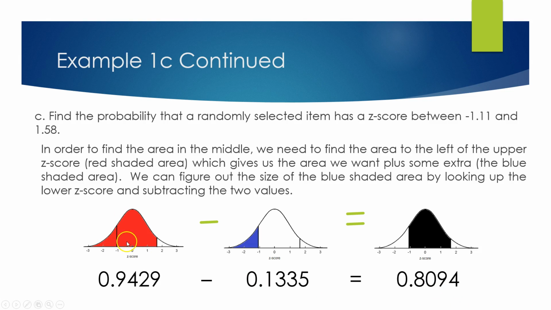When you look up the upper z-score, you'll get 0.9429, and you're going to subtract from that this piece that we don't want, which is 0.1335. In the end, you'll end up getting 0.8094. This one is a little funky. I definitely recommend practicing the next 3 questions to make sure you have this concept.